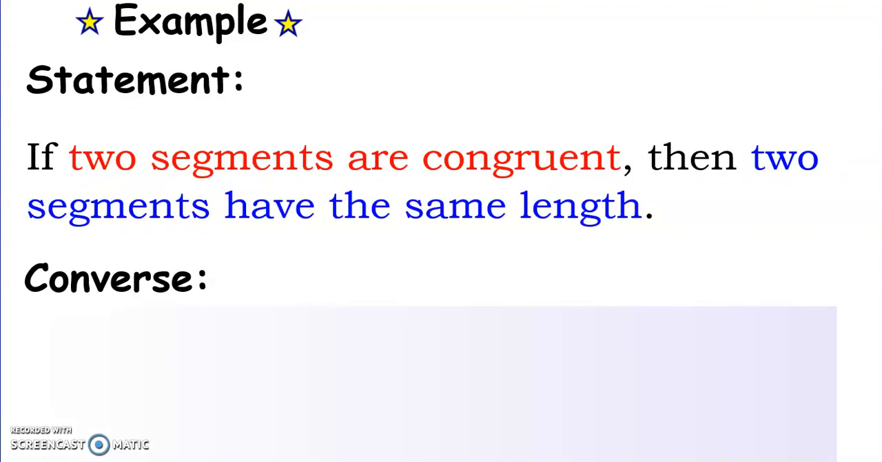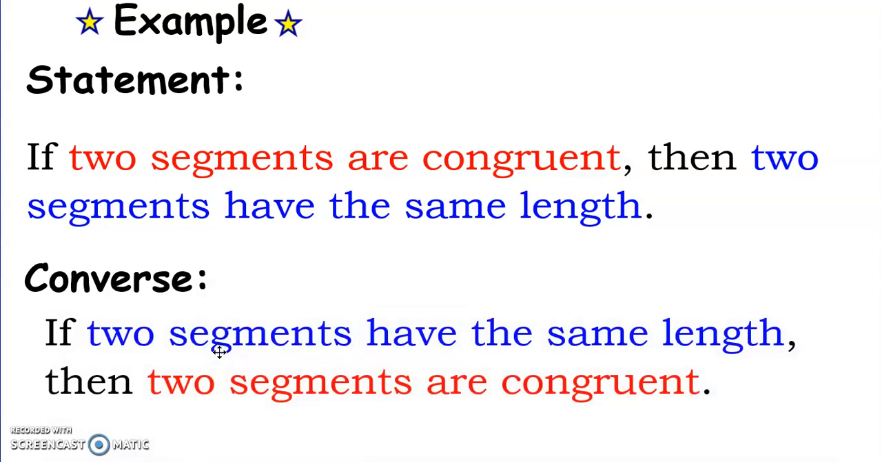Another example: if two segments are congruent, then the two segments have the same length. If I switch the hypothesis and conclusion, the converse reads, if two segments have the same length, then the two segments are congruent. And that is true.